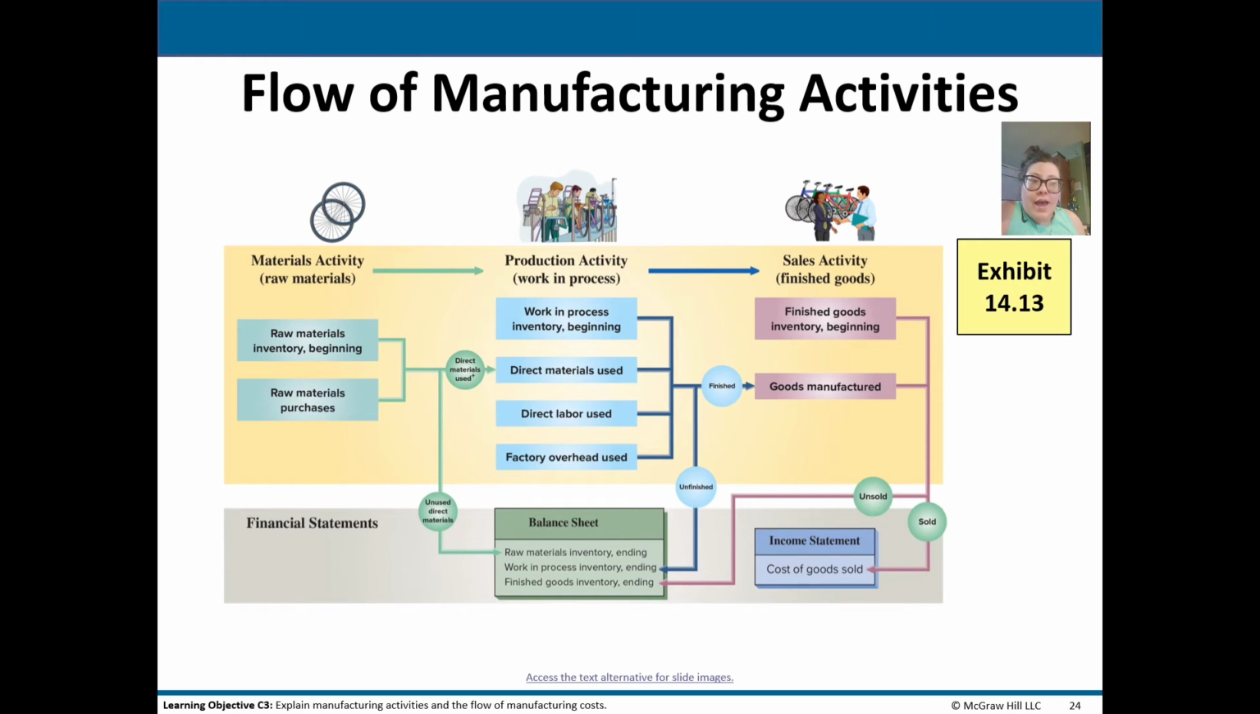Okay, so now we're going to look at the flow of manufacturing activities. So looking across the top row, the activities flow consists of materials activity, followed by the production activity, followed by the sales activity. The boxes below those activities show the costs for each activity and how the costs flow across the three activities.